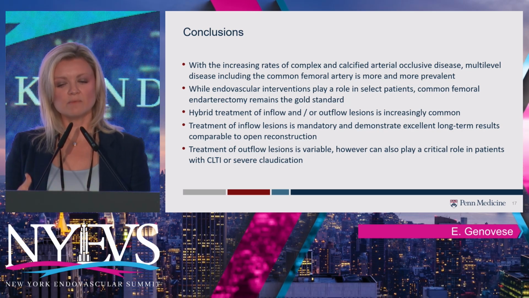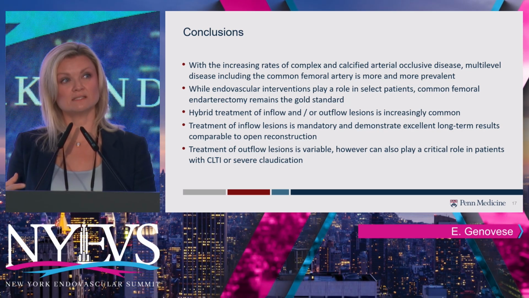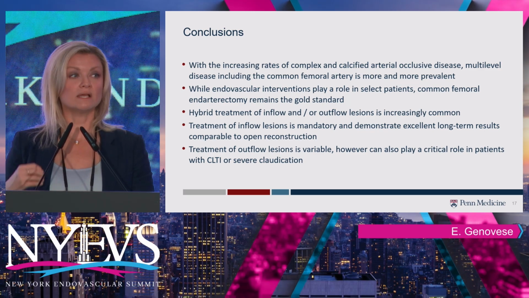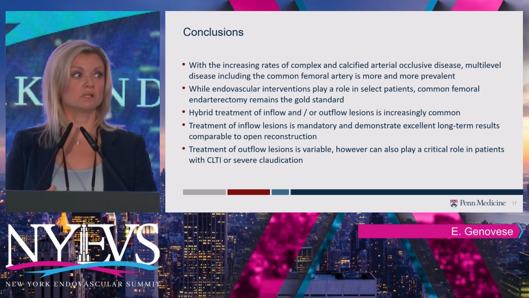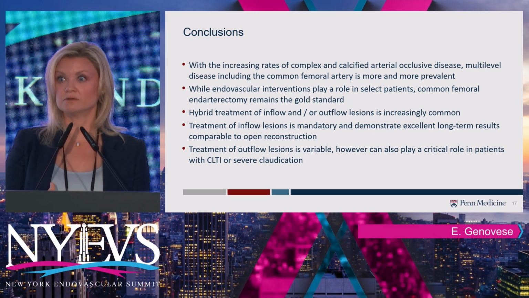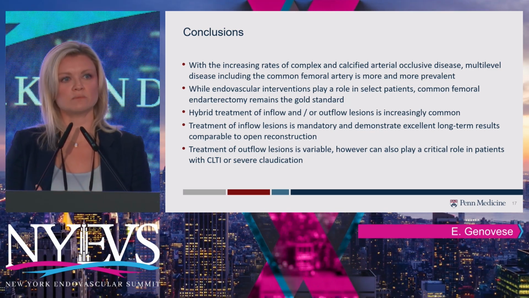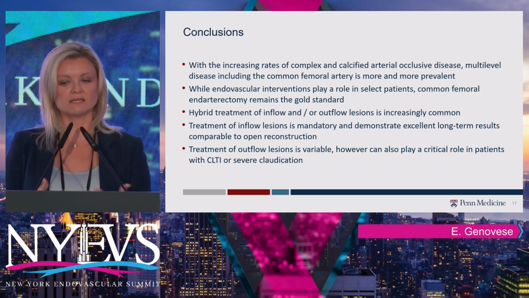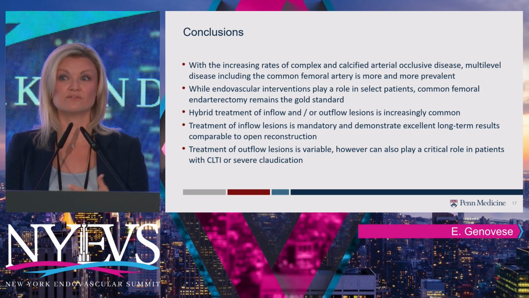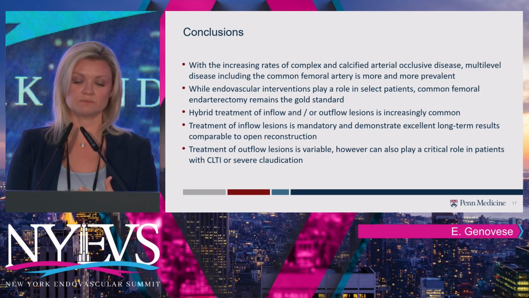So in conclusion, with the increasing rates of very complex disease, particularly in calcified arterio-occlusive disease, significant common femoral disease is becoming more and more prevalent. While I do think endovascular interventions play a role in certain patient populations, and as we've all talked about here today, we don't really have great long-term data to compare one to the other. We don't have randomized controlled trials. In my mind, I think a common femoral endarterectomy is the first choice. It's the gold standard, and an endo intervention really is the exception to the rule.